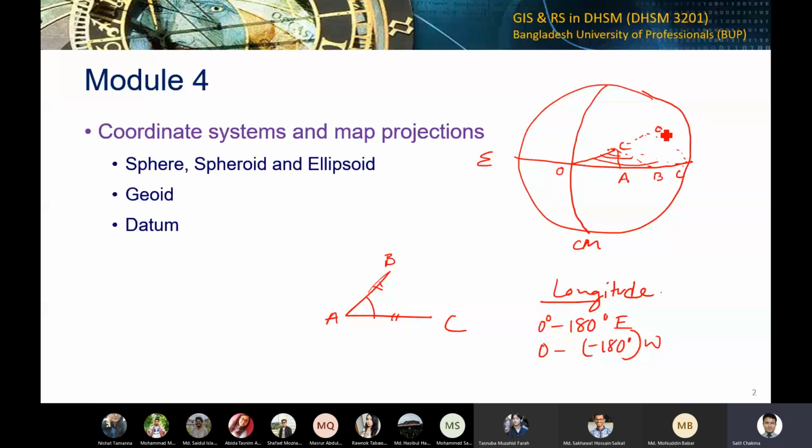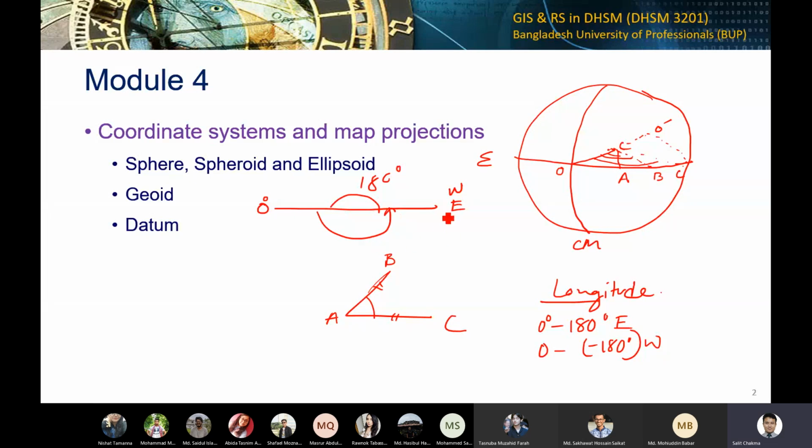So OC and CO dash are making one straight line. Thus, O and O dash are simply one straight line, and thus it's making 180 degrees. Okay, so that means 180 degrees east and 180 degrees west from the origin point 0 is actually the same point. All right, so it's the same point.